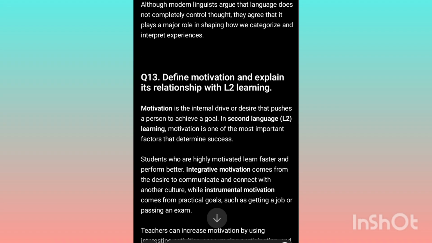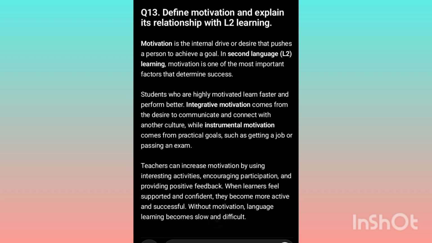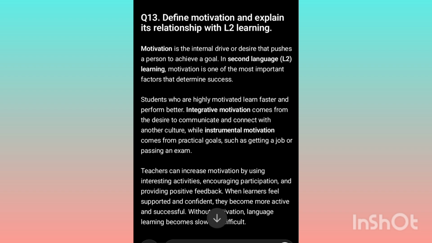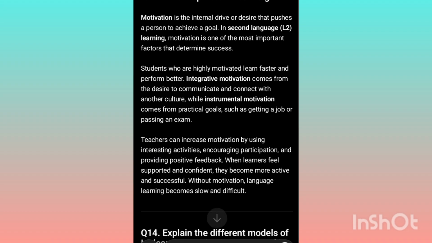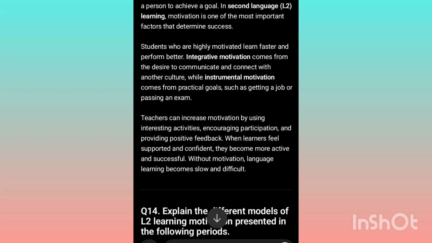Q13. Define motivation and explain its relationship with L2 learning. Motivation is the internal drive or desire that pushes a person to achieve a goal. In second language, L2 learning, motivation is one of the most important factors that determine success. Students who are highly motivated learn faster and perform better.